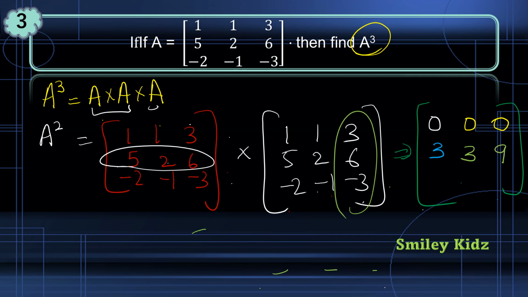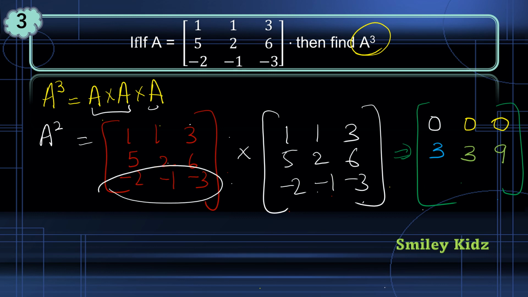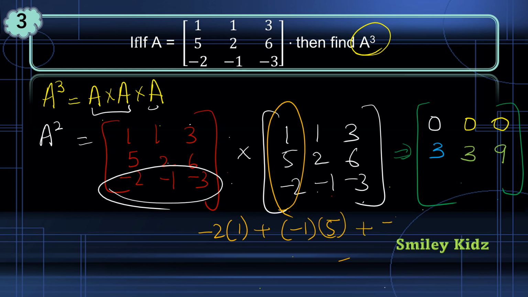Then let's take on the third row with the first column. Fine, that will be minus 2 into 1 plus minus 1 into 5 plus minus 3 into minus 2. Now what is this equal to? Minus 2 minus 5 plus 6. Fine, that is minus 7 plus 6, that will be equal to minus 1, isn't it?